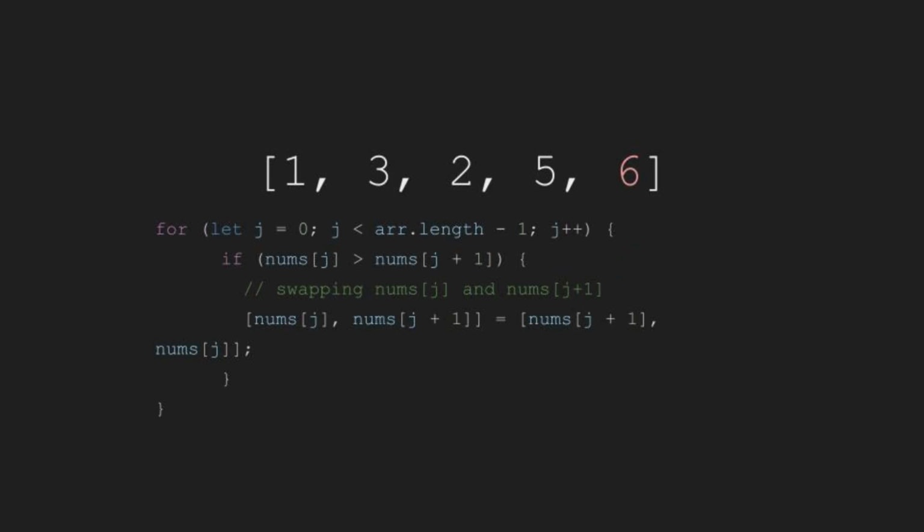And the code for this step is: for (let j = 0; j < array.length - 1; j++), if array[j] is greater than array[j + 1], swap array[j] and array[j + 1]. To sort the array, you can repeat this step once to put the second largest element in the second last position. The code is the same, but this time we do not need to handle the last element because the last element of the array is in the right position already. So we minus 1 here.